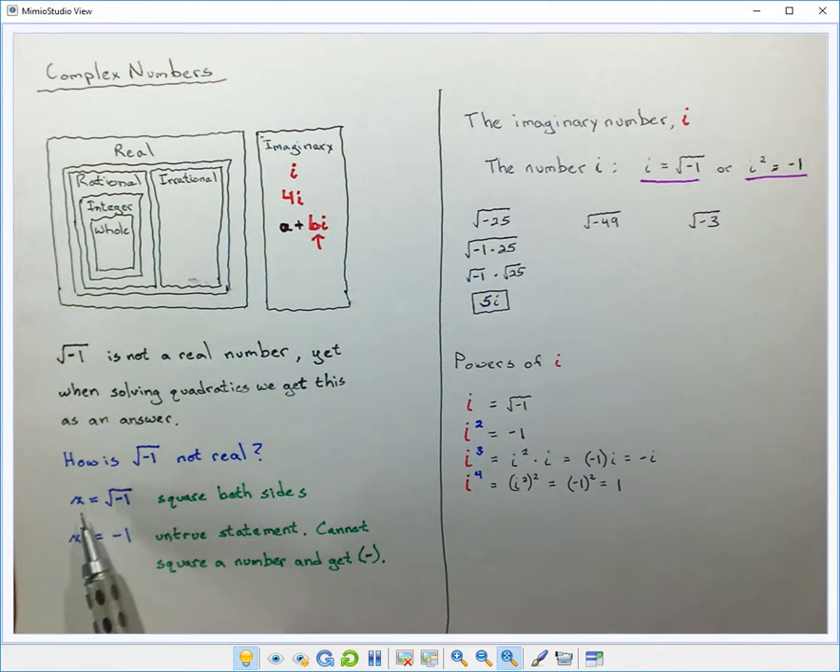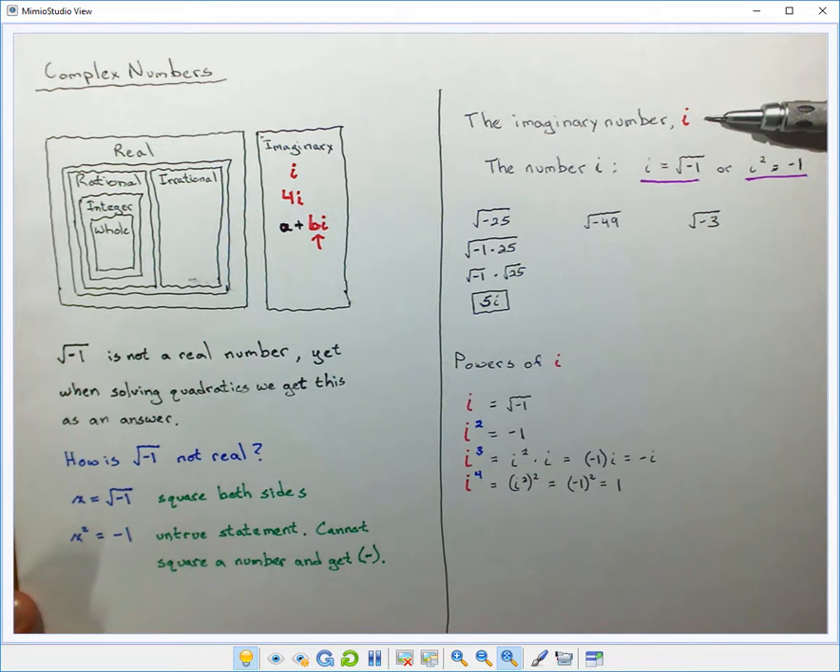Well, let x equal the square root of negative 1. By the principles of square roots, if we squared both sides, that would remove the radical, and we would be left with x squared equals negative 1. And this is an untrue statement. I cannot square a number and get a negative answer. It goes back to a negative times a negative is a positive. Whenever I have an even number of negative signs, I get a positive answer. A positive times a positive is a positive. So I cannot multiply the same number by itself, regardless of its sign, and get a negative answer. And that is where the imaginary number i comes into play.